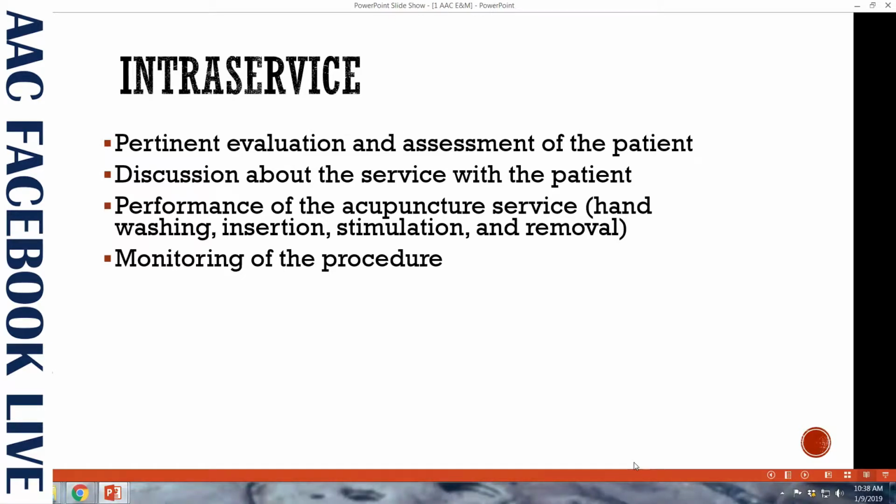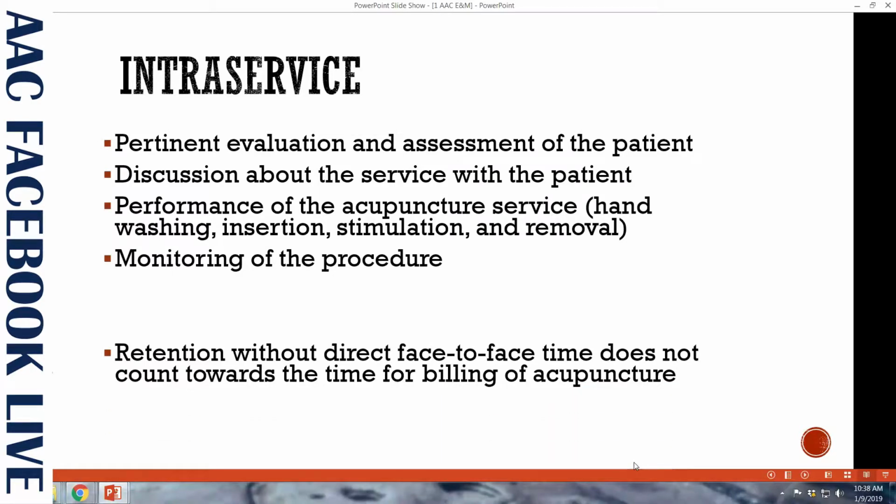Also included here is just a monitoring of your patient. Often you might insert needles and you're going to stay and watch the patient, see how they're responding, skin tone, eye color, you name it. But again, that's still part of the intraservice.